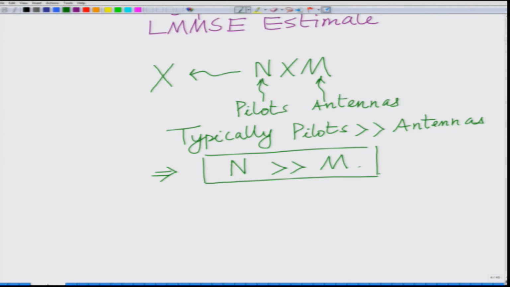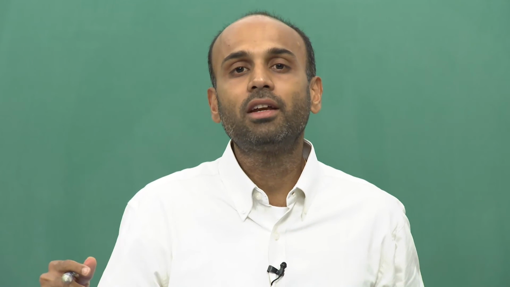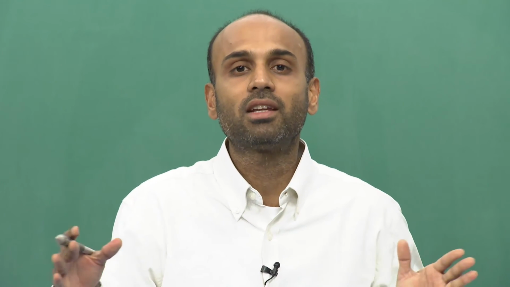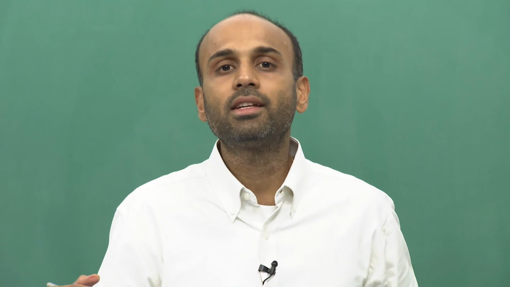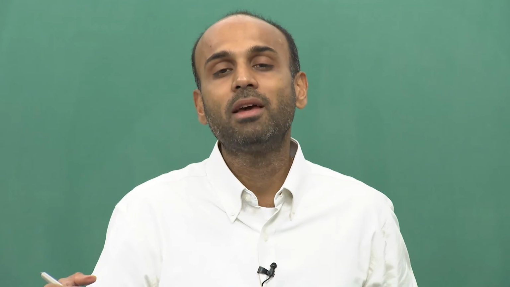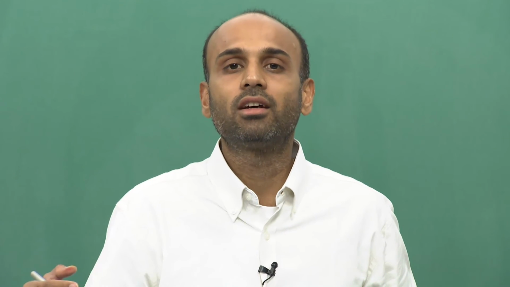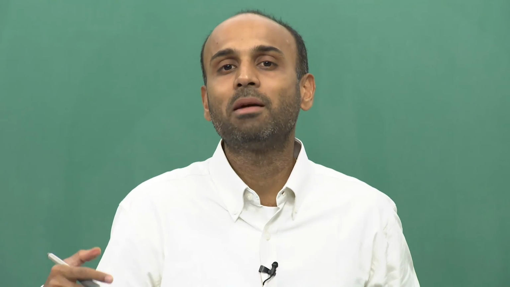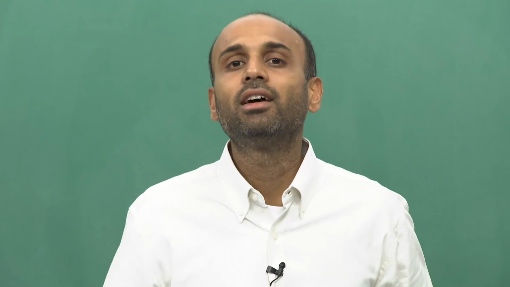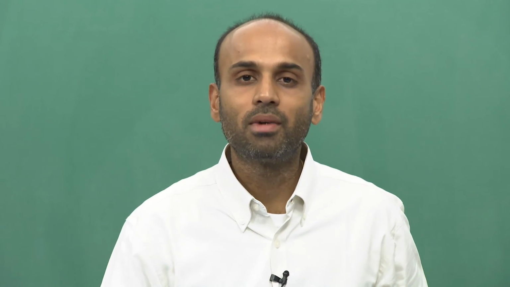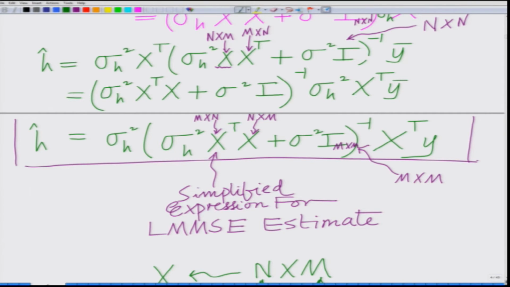Therefore, it is much easier to compute the inverse of an m cross m matrix, because n is much larger. The first matrix is n cross n, which means it is a much larger matrix, so it is much more difficult to invert. The second matrix is an m cross m matrix. Since m is much smaller, it is much easier. It is easier to compute the inverse of this m cross m matrix rather than an n cross n matrix. So, the second implementation has a much lower complexity.